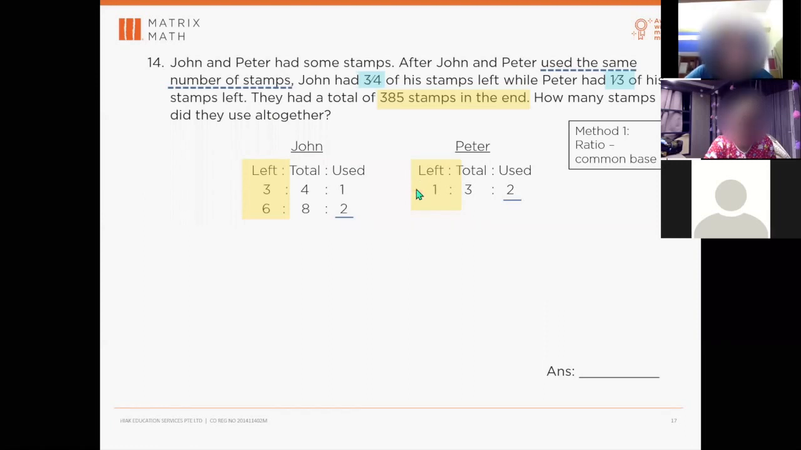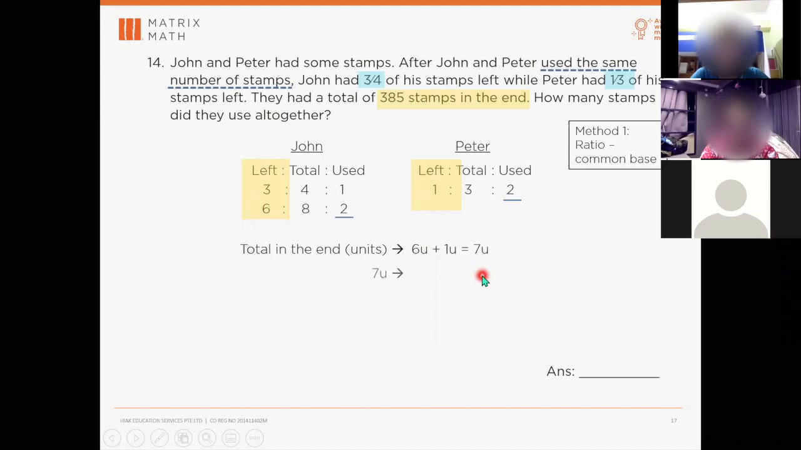Paying, good. Your answer is correct. Like what Paying has shared with us just now, your 6 units plus 1 unit is the total units left in the end. So this 7 units represents the 385. Be careful when you do this question. Don't just randomly plug any numbers to add together, then equals to 385. You must always read that 385 is in the end. In the end means whatever is left in the end. So of course you just need to find 1 unit.